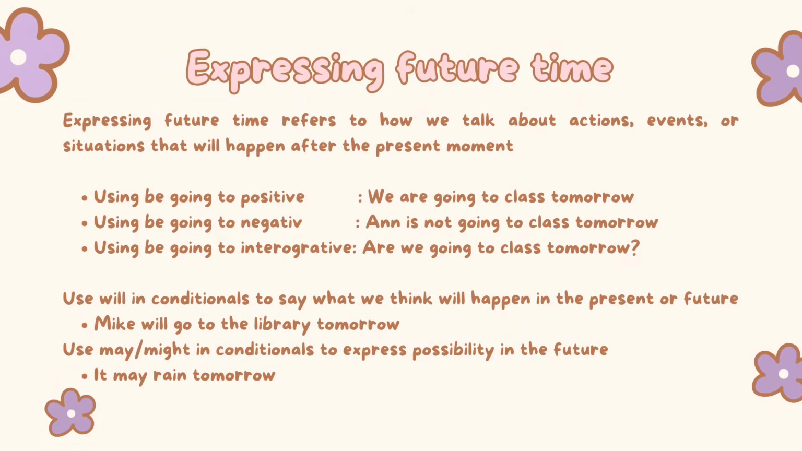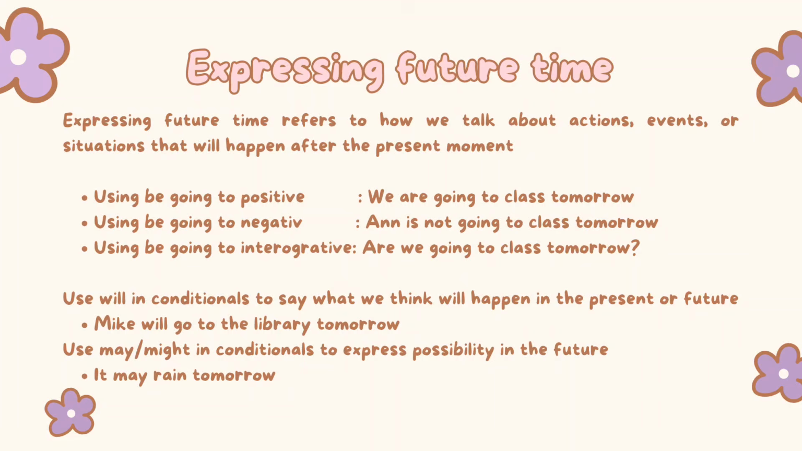Next up is expressing future time. What is expressing future time? Expressing future time refers to how we talk about actions, events, or situations that will happen after the present moment. There are many types of future time I will be explaining in this chapter, which are some examples of using be as a positive, negative, and interrogative.